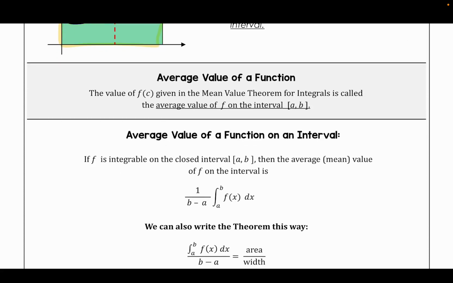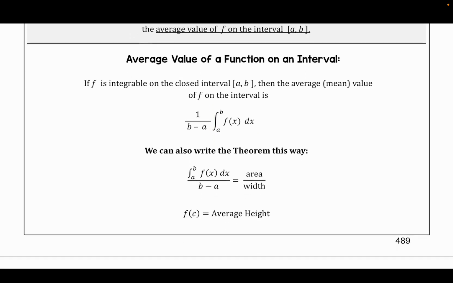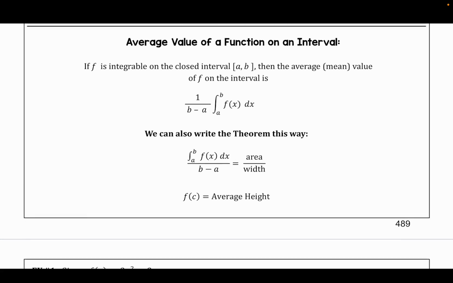So looking at our average value of a function, we would take the antiderivative or the integral from a to b of f of x dx and then multiply it by 1 over b minus a in front. So what that's doing is we're taking the area underneath the curve and we're dividing it by the width of our interval, whether it's time or whatever that x value is. And then we end up with f of c, which is our average height.